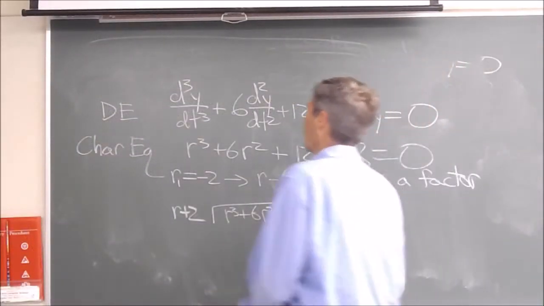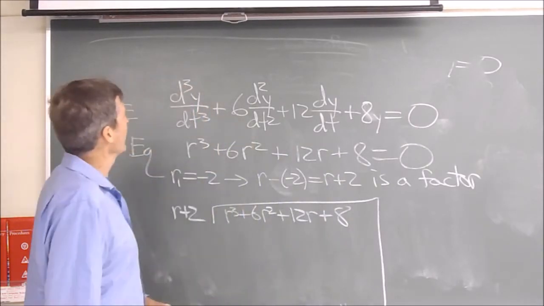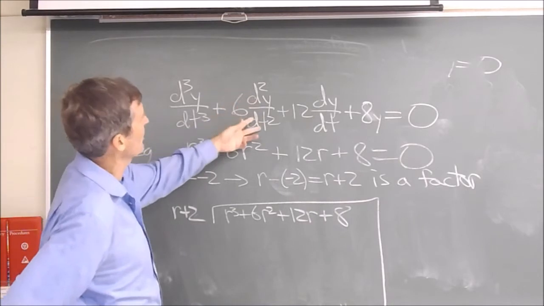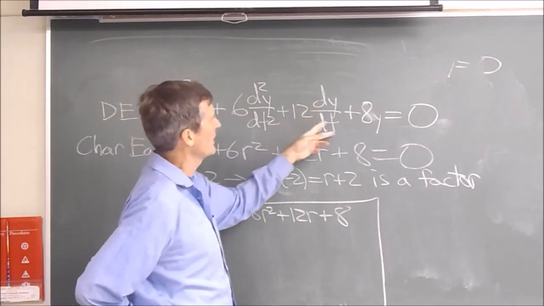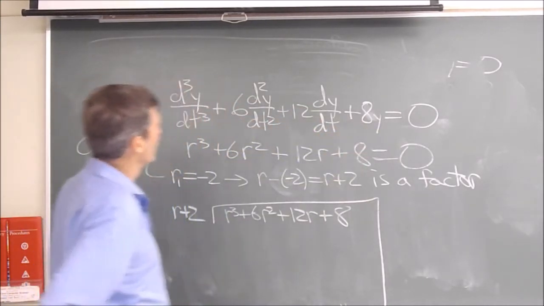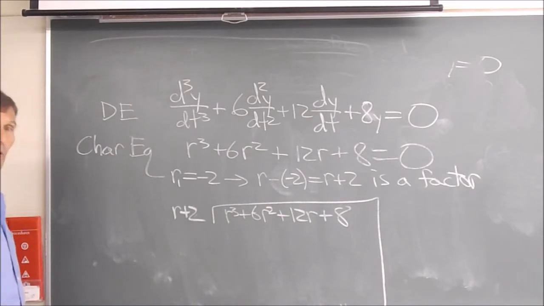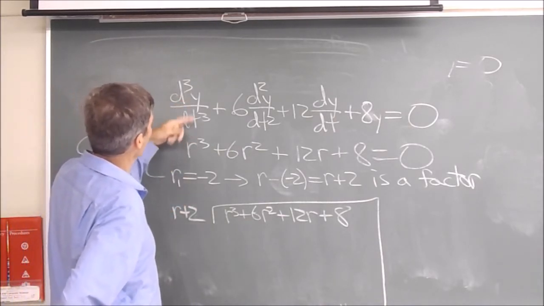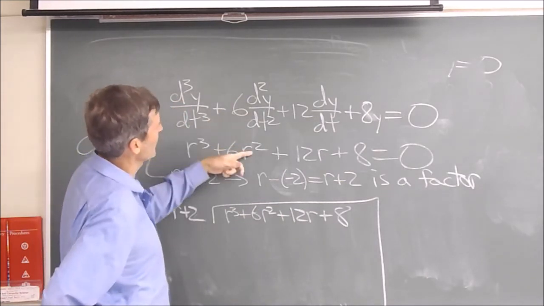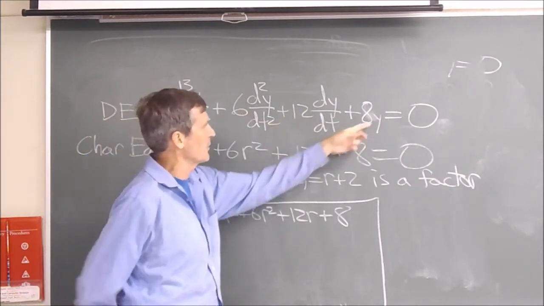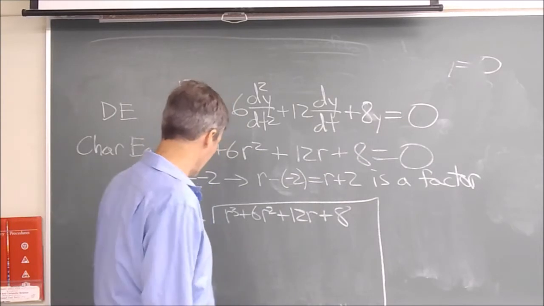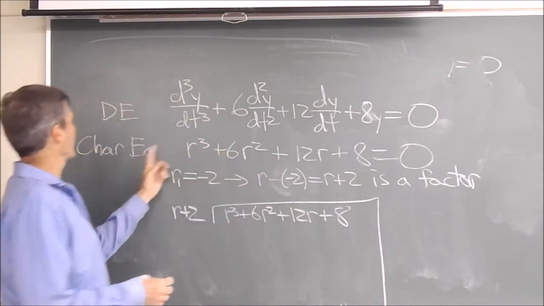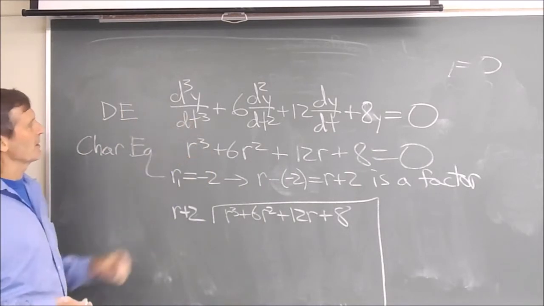So here's a good example. Suppose I want to solve this third order differential equation, d cubed y dt cubed plus 6 d squared y dt squared plus 12 dy dt plus 8y equals 0. The corresponding characteristic equation is r cubed replacing the third derivative, r squared replacing the second, r replacing the first, and 1 replacing y itself. And this then is the characteristic equation that goes with this differential equation.